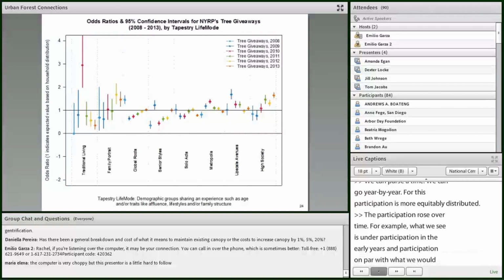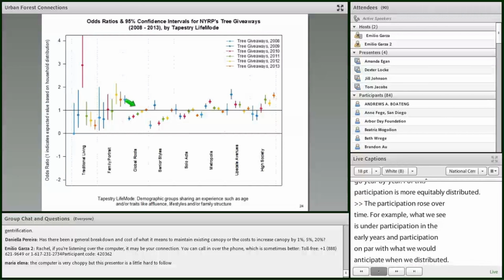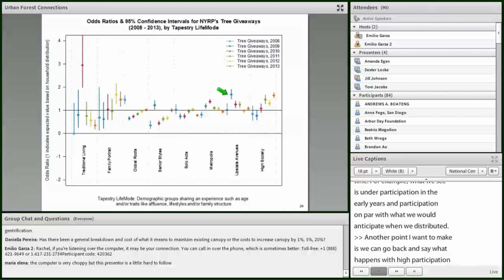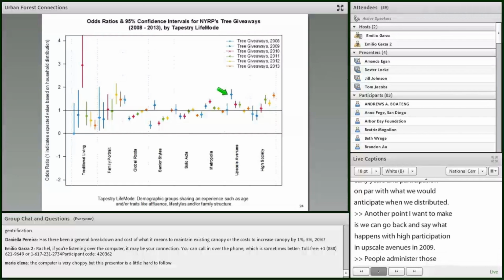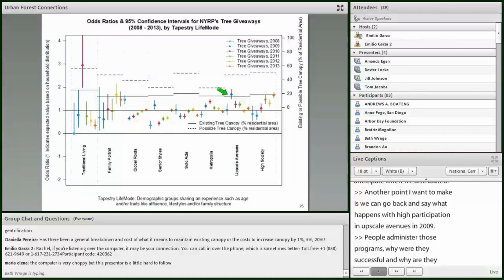Another point I want to make here is that we can go back and say, okay, well, what happened? We had high participation for upscale avenues in 2009. What happened, and to understand from the urban foresters who worked there, the people who administered those programs, why were they successful when they were, and then why are they maybe less successful when they were less successful. And again, this is just to show that it varies with existing or possible tree canopy.